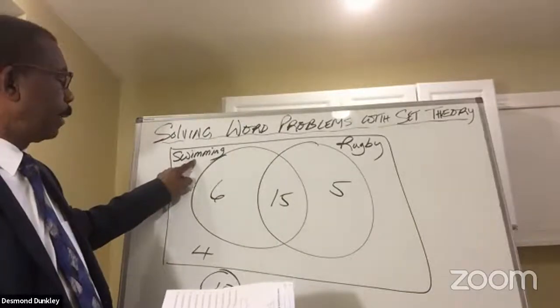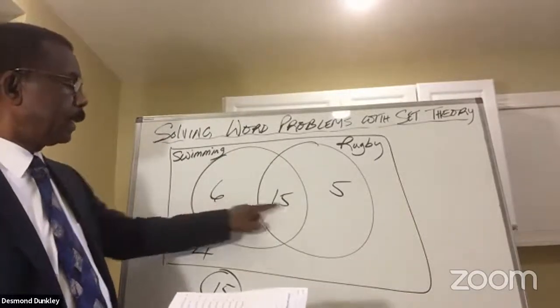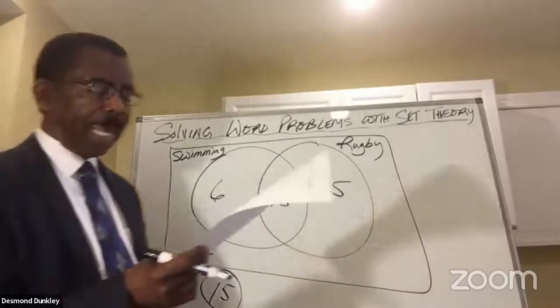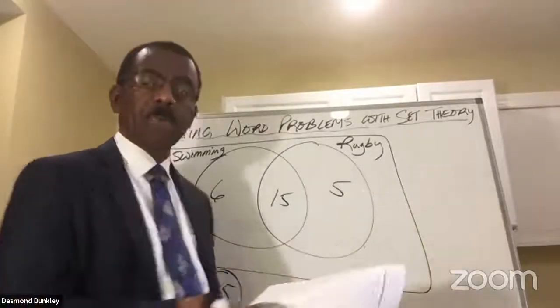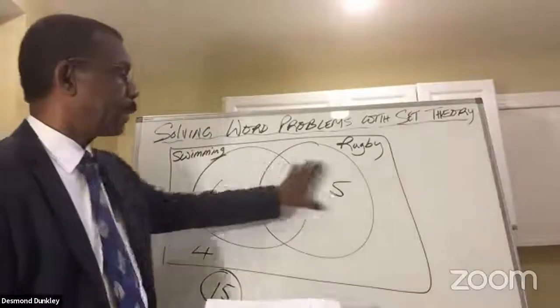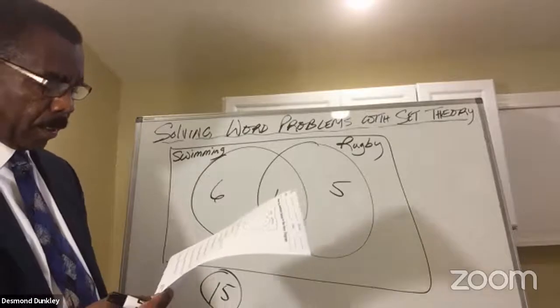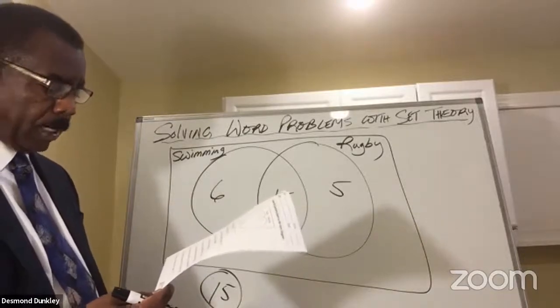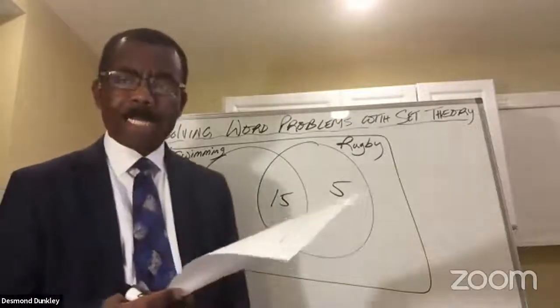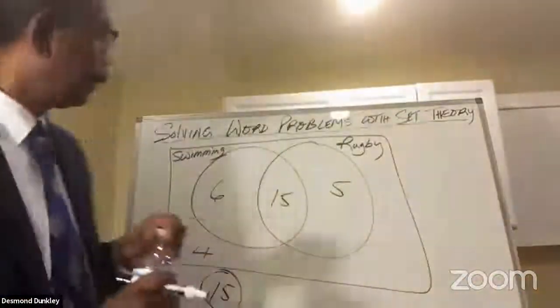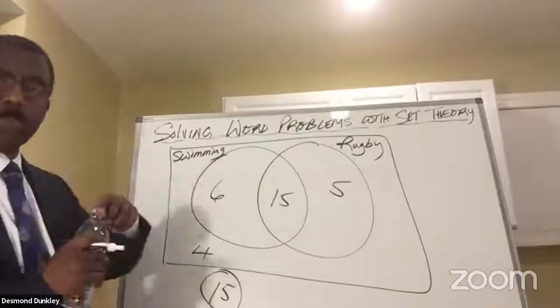How many students like swimming? This is swimming. These like swimming, total of 21. How many students do not like either rugby or swimming? They do not like either sports. The answer is 4. Okay? And then, how many students only like swimming? Only swimming. That would have to be these people right here, swimming only.